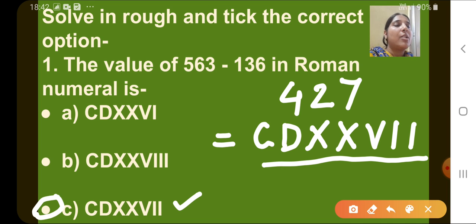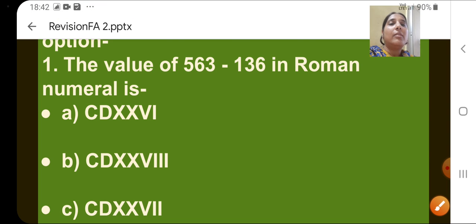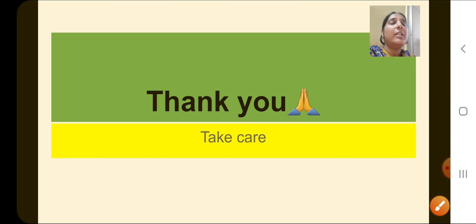Okay. So this was the revision for chapter number 2, that is Roman numerals. Practice for all the sums, children.